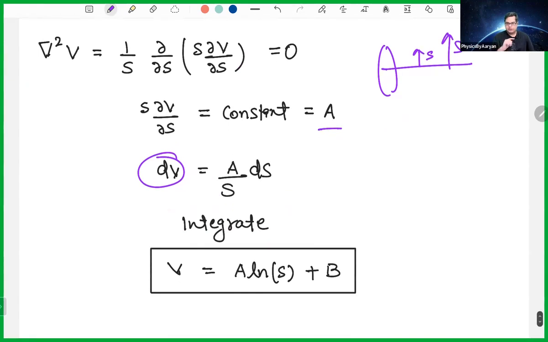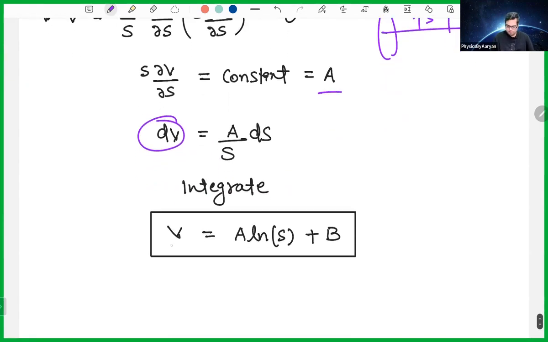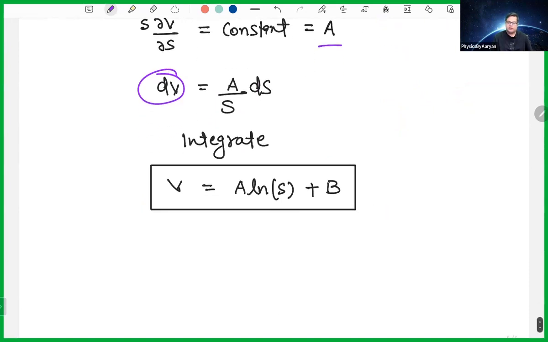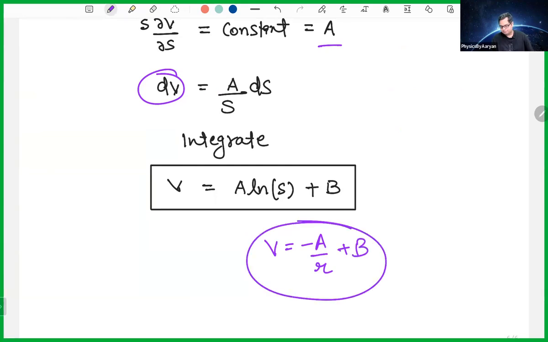Now what you have to do is integrate. So if you integrate, this will become V. And this will become A log S plus B. A log S plus B. Because the integration of 1 by S is log S. And then B is coming because you have an indefinite integral. So if someone asks what is the general solution in cylindrical coordinates, then you say A log S plus B. That is your general solution in cylindrical coordinates. And if someone asks what is the general solution in radial, then you say minus A by R plus B.